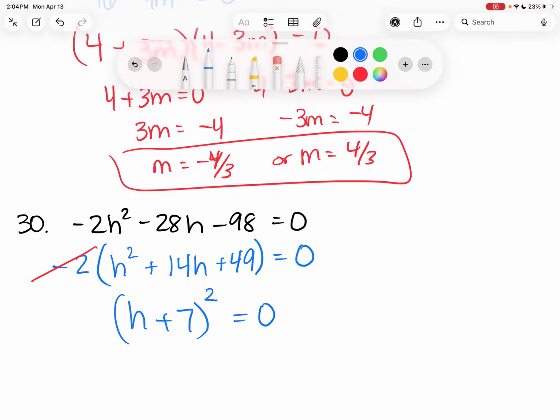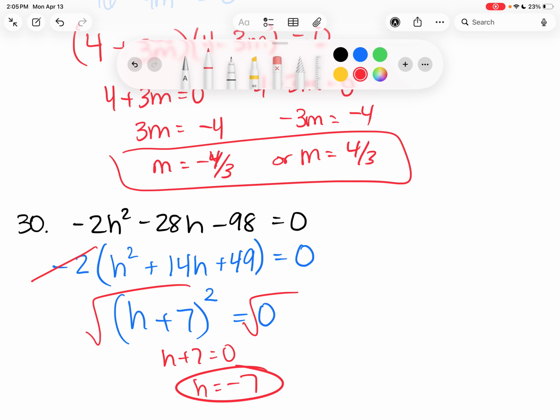Wait, now I know how to do this. It's going to be h plus 7 equals 0. Then it's going to be h equals negative 7. Boom. I was gonna say that, but then the exponent threw me off. The square root of 0 is just 0. Well, yeah, but it's not on the 0, it's on the h plus 7.